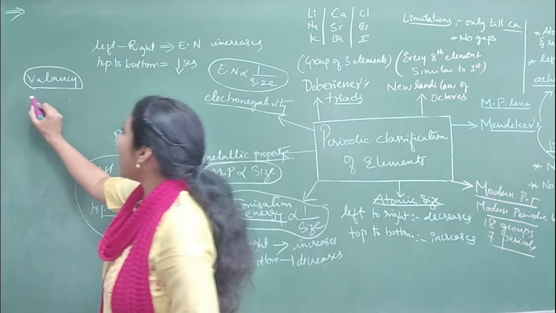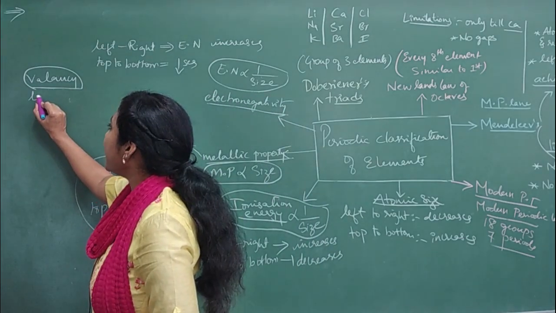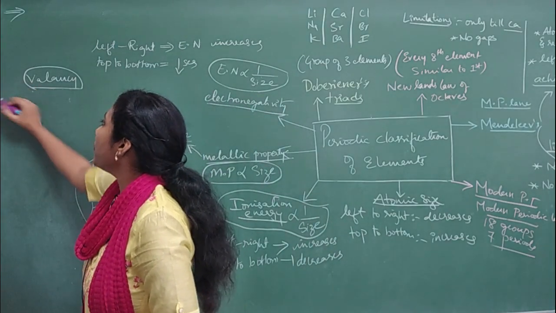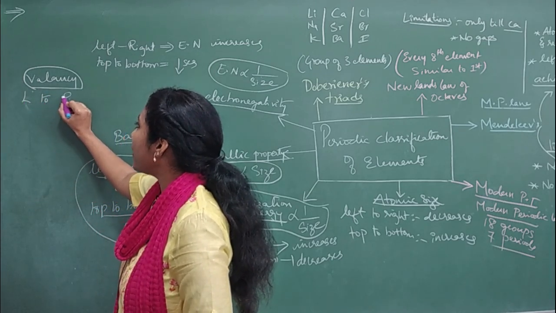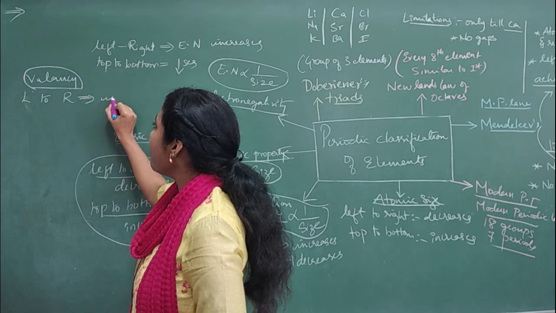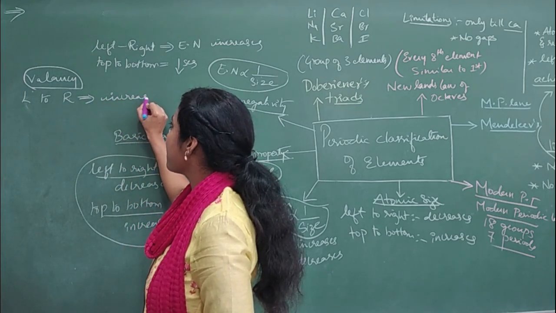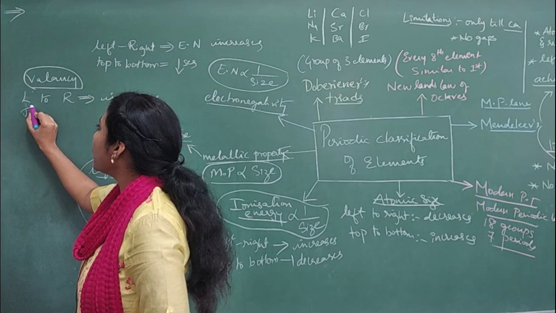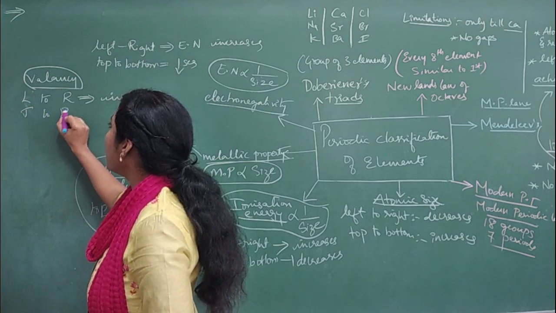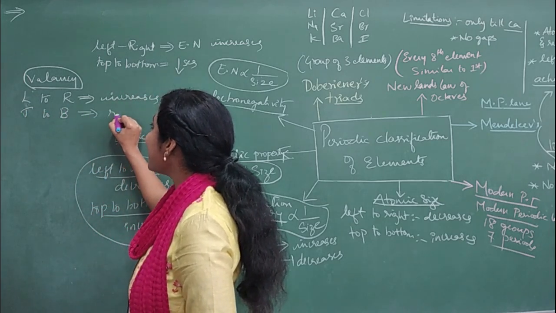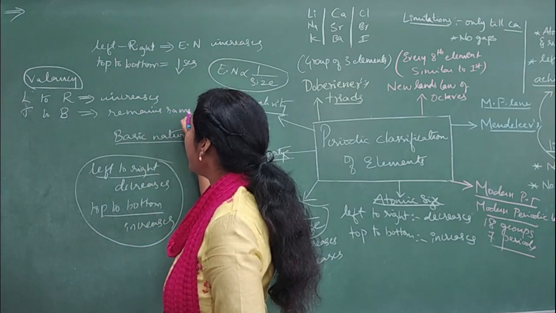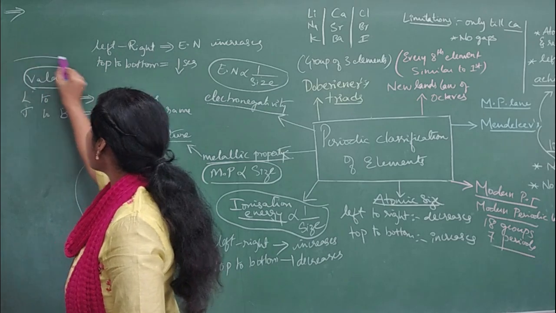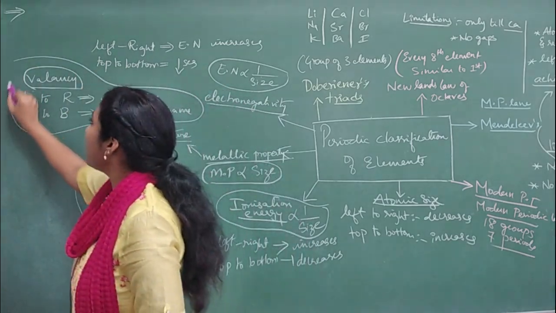So this valency from left to right, I'll write it in a shortcut way. L means left, left to right. What happens for valency? Valency always increases. And top to bottom of a periodic table, valency remains the same. So even this is a very important thing to remember.